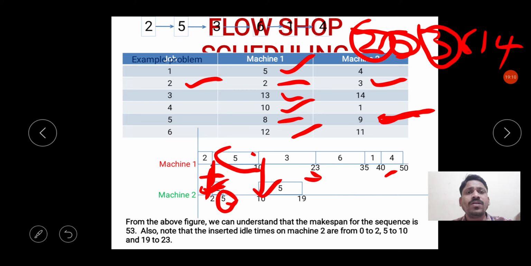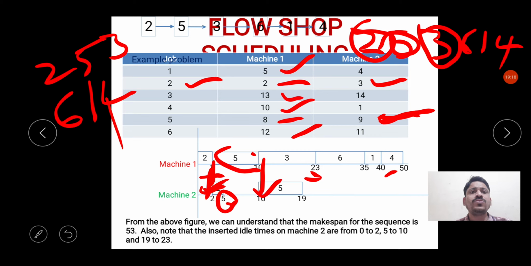So next, our sequence is 2, 5, 3, 6, 1 and 4, right? So jobs 2 and 5 are finished. So the next in sequence is job 3. Job 3, can we start immediately from 19? No, because see, on machine 1 it completes at 23 hours. So till 23 hours, even though machine 2 is idle, we cannot start the processing of job 3, because job 3 is not completed till 23 hours. So we start from 23 hours.